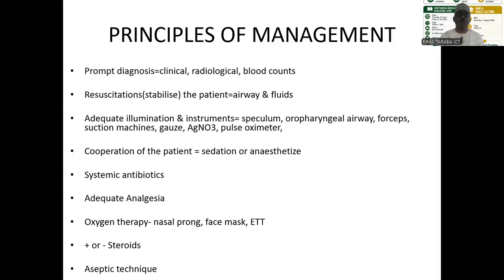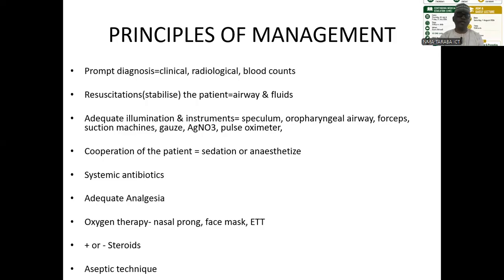So the principle of management of these patients as a general practitioner in your facility or where you work, there is need to have some basic things to save the lives of this category of patients. There is need for prompt diagnosis. The principle of the care is prompt diagnosis. It mostly is clinical, but sometimes radiological and blood tests can be of help. You need to know how to resuscitate or stabilize this patient, ensure that the airway is patent, the patient is breathing well, the oxygen saturation is good, and that if they need fluid, they should have it.